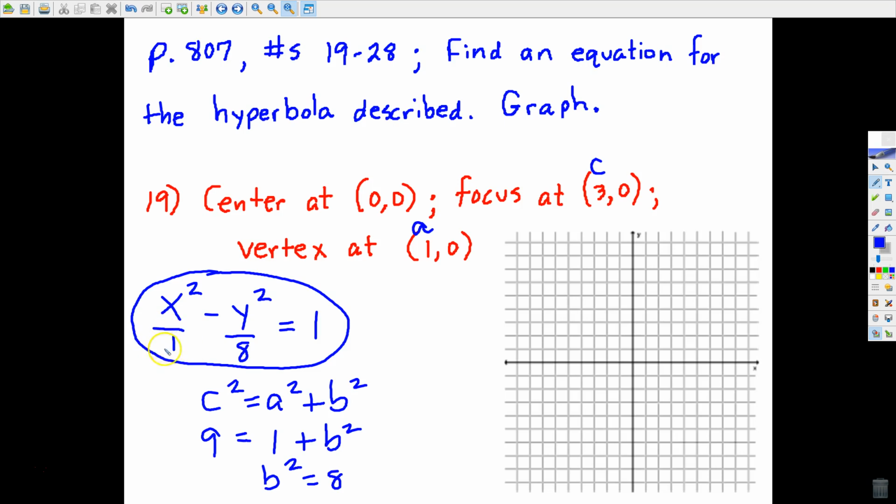We need the square root of this denominator that's underneath x. The square root of 1 is 1. So I'm going to put positive 1 and negative 1 on the x-axis. And then let's just approximate the square root of 8. Well, it's really close to 3, because the square root of 9 would be 3. So I'm just going to make a dot just below 3, positive and negative. Using those 4 dots, we're going to make a dotted rectangle.